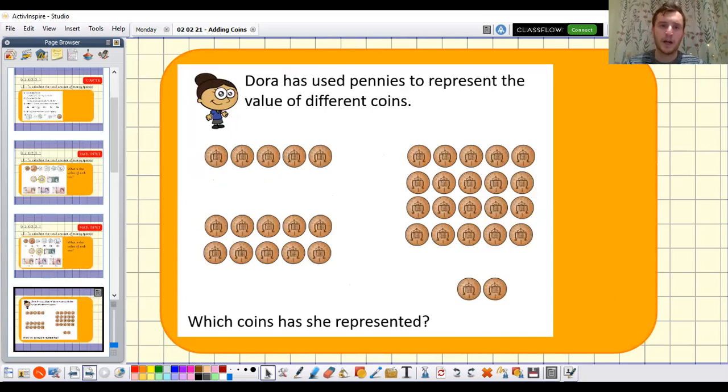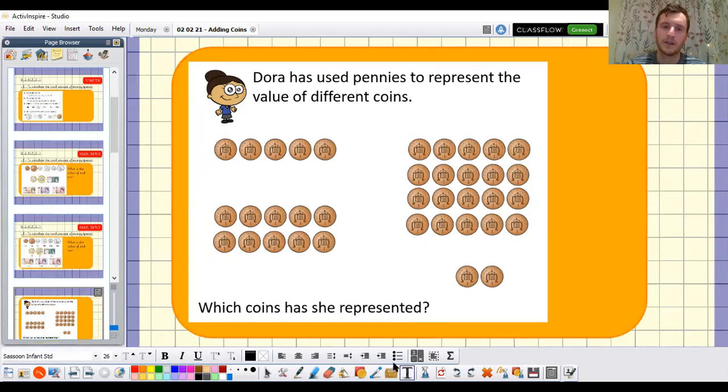Now, our friend Dora has used pennies to represent the value of different coins. So your question is going to be, which coins has she represented? But let me give you one example to get you started. The first one there is 1 penny, 2 pennies, 3, 4, 5 pence. I know she's tried to show the 5p coin with 5 1 pence coins. See if you can work out the other coins she is trying to represent, and we'll look at them in a moment's time. Let's have a look together.